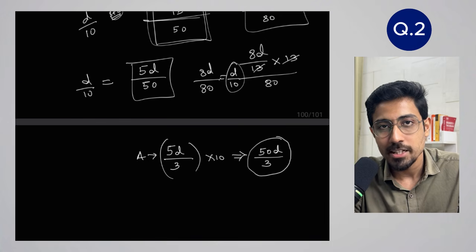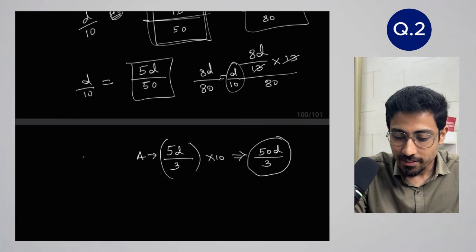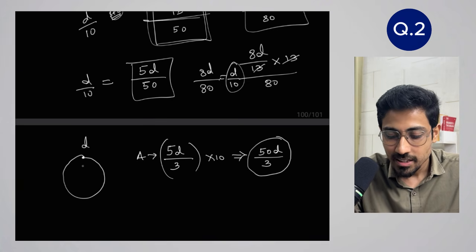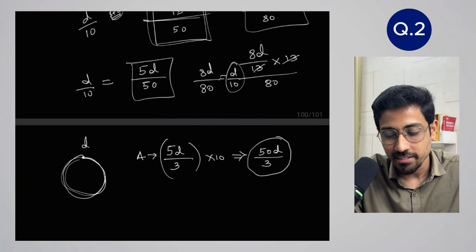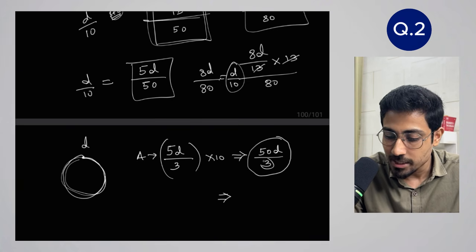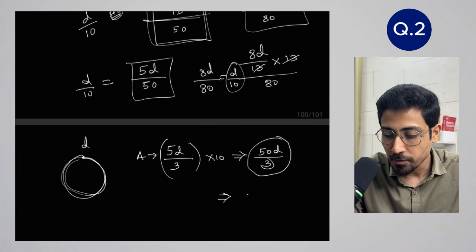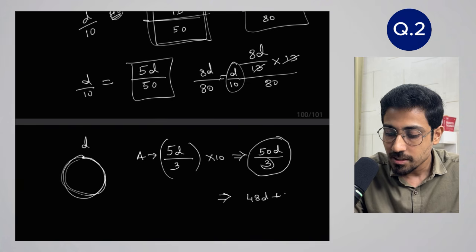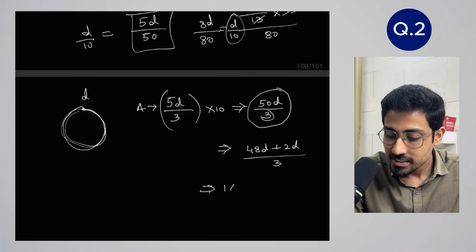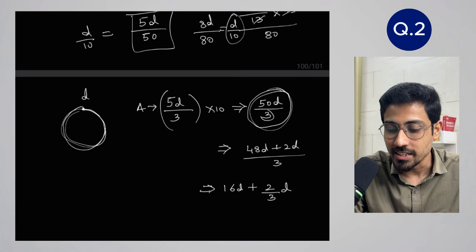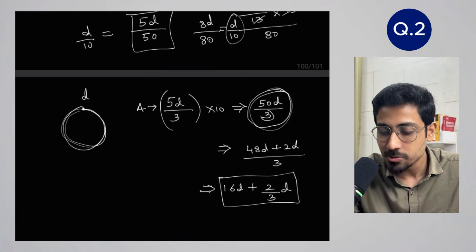Can you divide it into a multiple of D's? Because after every D, once A covers a distance of D, he reaches the starting point again. D, then again D, he reaches the starting point again, right? So if I take a multiple of 3 closest to 50, less than 50, the closest multiple will be 48. Okay, so divided into 48D plus 2D divided by 3. So I can write this 50 by 3D as 16D plus 2 by 3D.